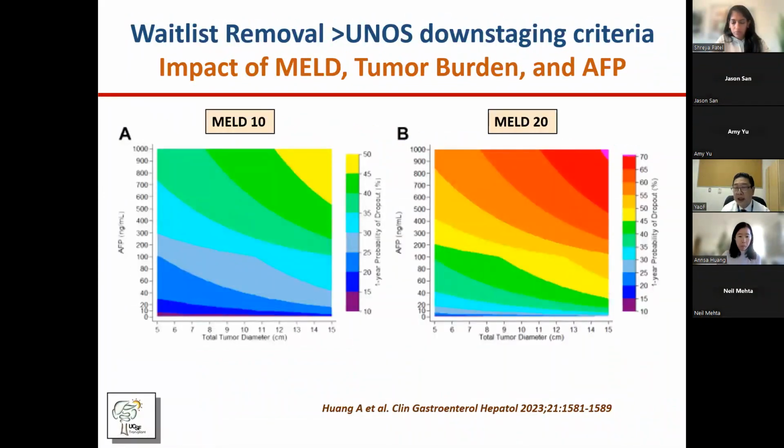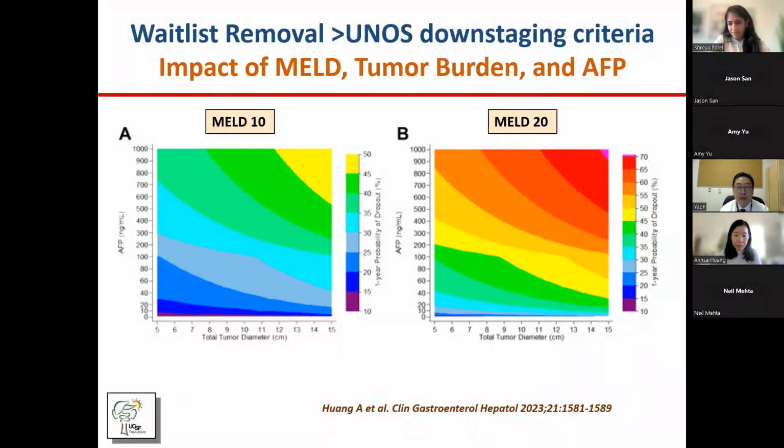This is a study by Ansa Huang, who was a fellow here. I think that she's here, joining us in grand rounds. So this is a nice study analyzing the waitlist outcome for all-comers downstaging. So this is a major challenge. If you try to downstage these patients with very high tumor burden, you're also faced with a significant risk of waitlist removal because of tumor progression.